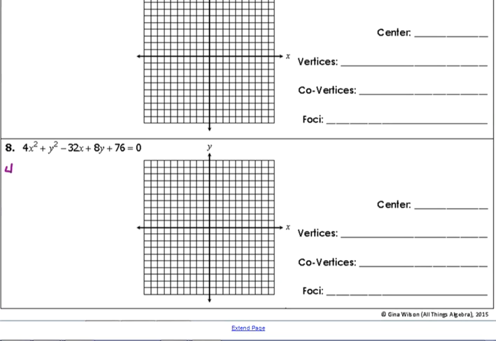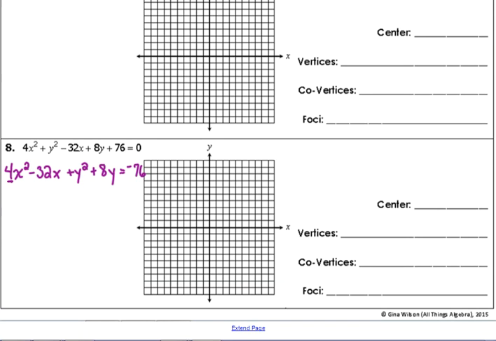So I still need my x's together. It's not really important that I leave a space right now because I'm going to have to factor out something. And the constant goes to the other side. Okay, so 4x squared minus 32x plus y squared plus 8y. That constant's got to go to the other side, so we subtract.